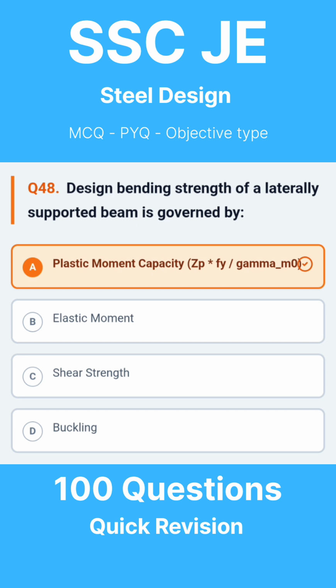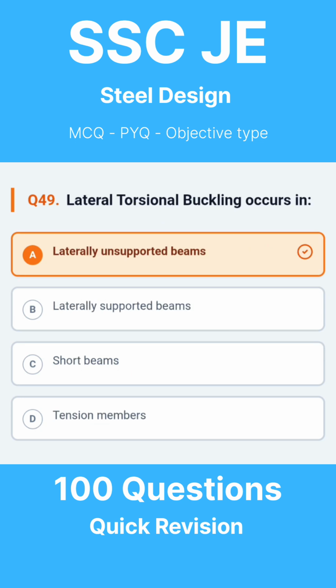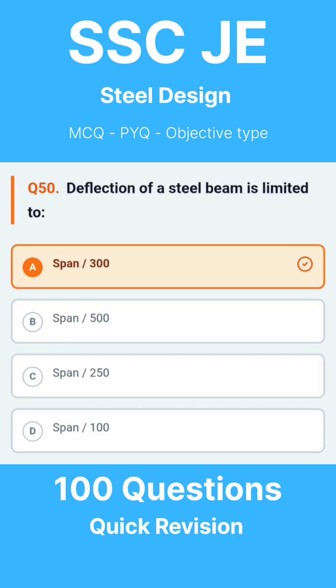Question 48. Design bending strength of a laterally supported beam is governed by. The correct answer is plastic moment capacity, Zp fy divided by γm0. Question 49. Lateral torsional buckling occurs in. The correct answer is laterally unsupported beams. Question 50. Deflection of a steel beam is limited to. The correct answer is span divided by 300.